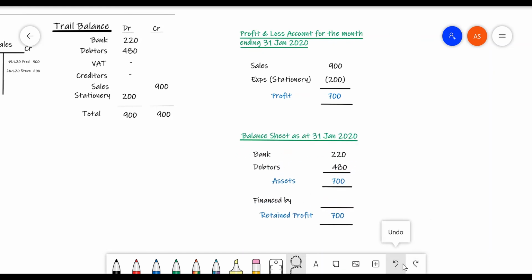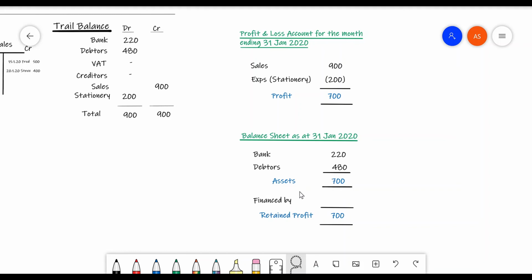So our balance sheet is really just a reflection of our value at any given time, or a list of assets or liabilities. Here it's the balance sheet as at the 31st of January 2020. We normally start with assets, and within the assets that we have here is a bank account, so we have a bank balance of 220 and debtors of 480. So our total assets equal 700.